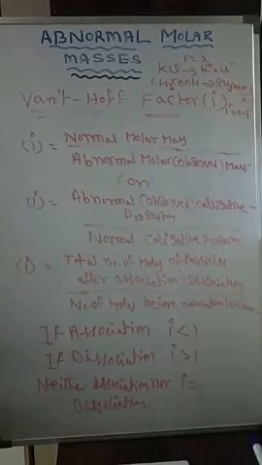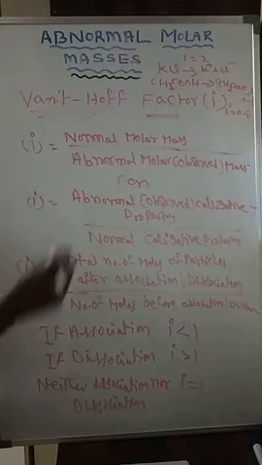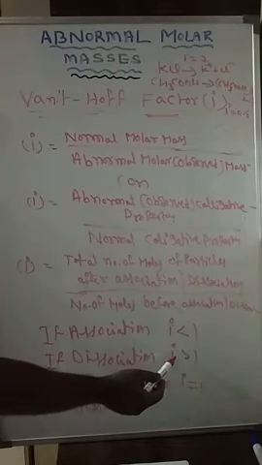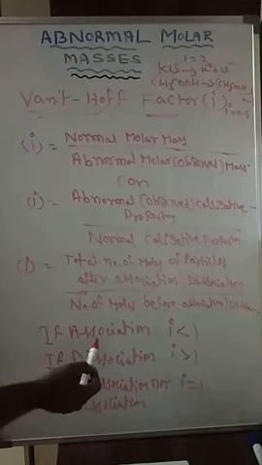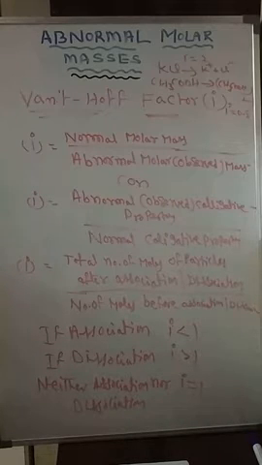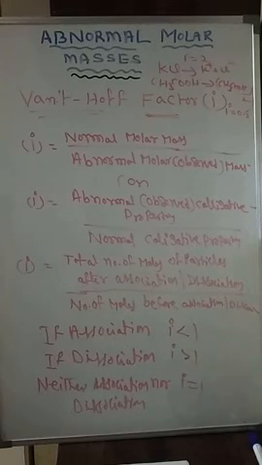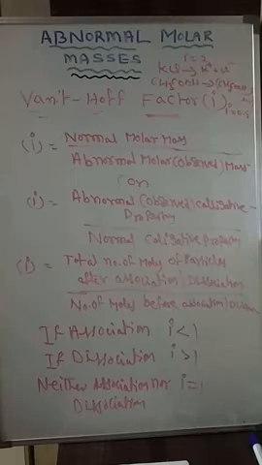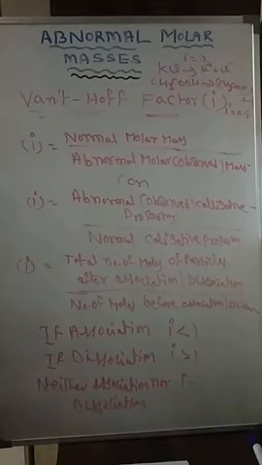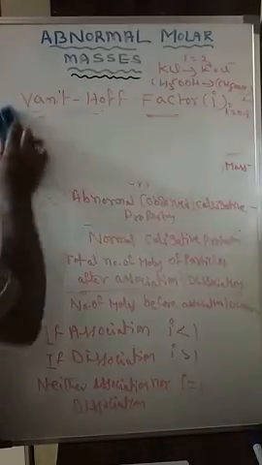So due to dissociation, the i value increases. So that's why if dissociation, the i value should be greater than 1. If association, the i value should be less than 1. Neither association nor dissociation, the i value is equal to 1. So further, the colligative properties are modified by using the Van 't Hoff factor. Now write about modified colligative properties.